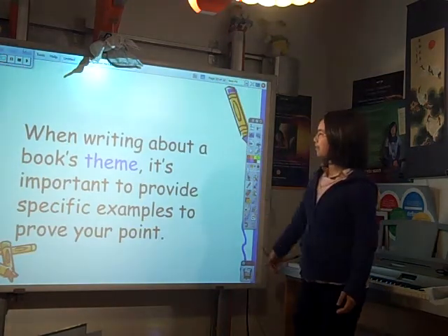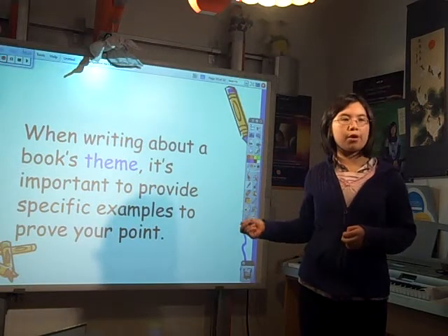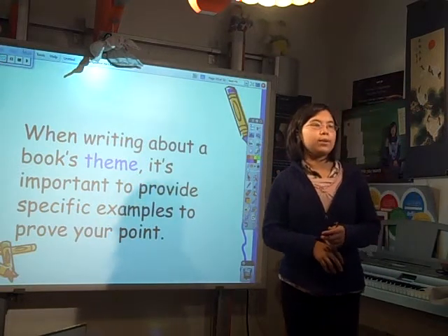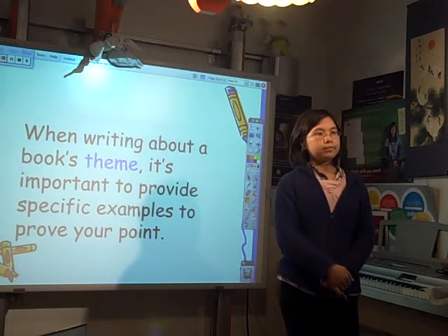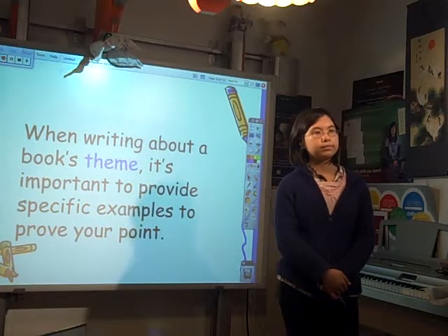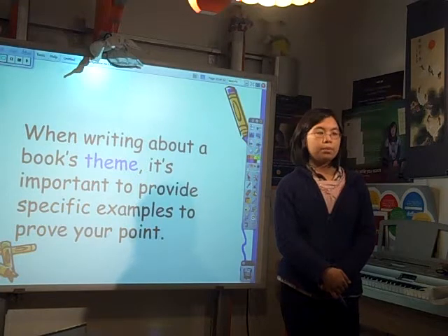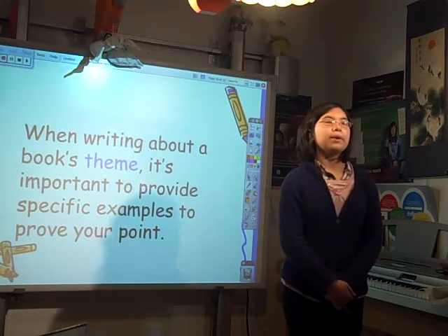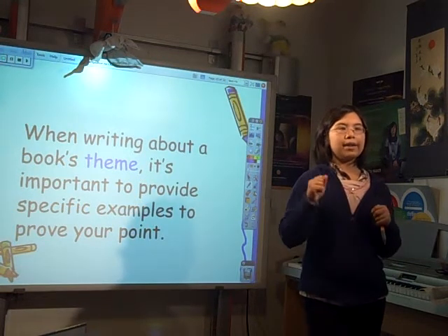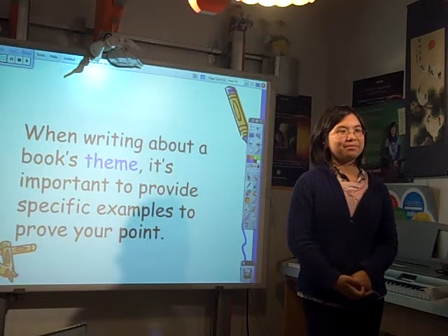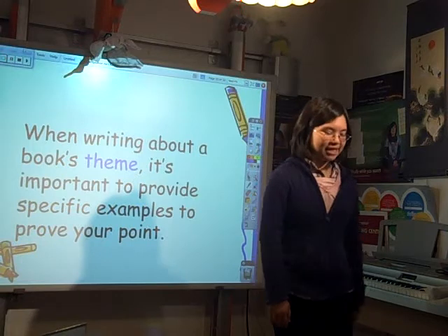Kind of both ways. When writing about a book's theme, it is important to provide specific examples to prove your point. Why do we need to include examples? Why can't we just say the theme is so and so? Well, one reason, when you ask your parents to buy you something, will they buy it for you if you just say, hey, let's get this? No. You have to be persuasive and explain why. Exactly. You have to be persuasive and explain why.